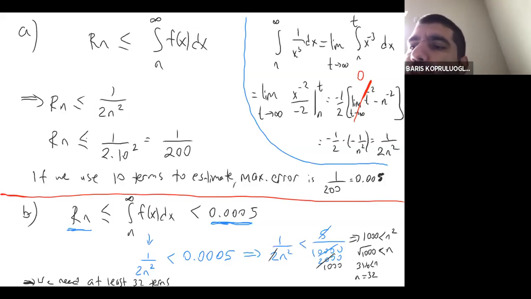So we need at least 32 terms to make sure the error is within 0.0005.